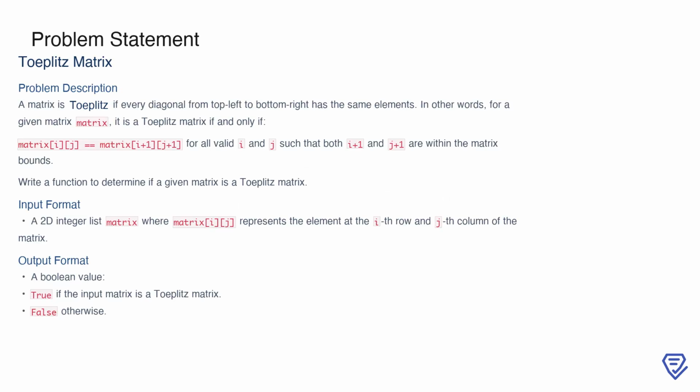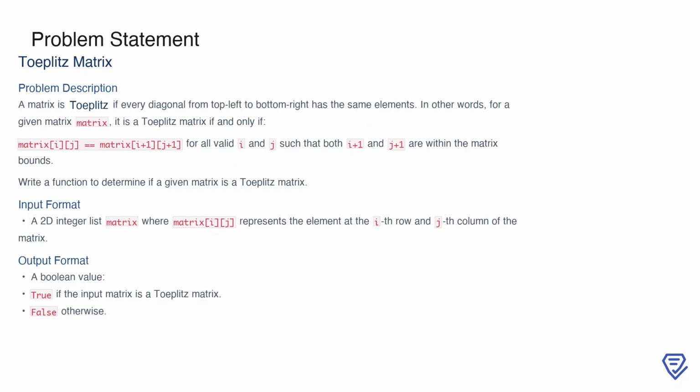In this problem, we are working with a Toeplitz matrix. A matrix is considered Toeplitz if every diagonal running from the top left corner to the bottom right corner contains the same elements. This means that for any element in the matrix located at position matrix[i][j], it must be equal to the element found at matrix[i+1][j+1], provided that both indices i+1 and j+1 are still within the matrix boundaries.